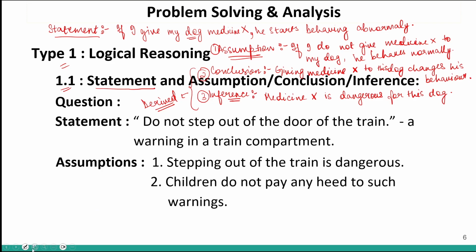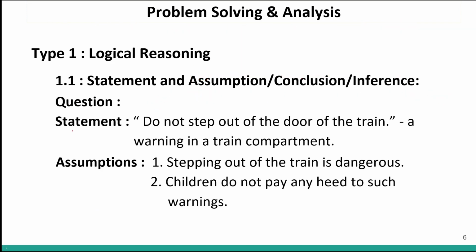Now let us look at this question. In this question we are given a statement and two assumptions, and we have to tell which of the following assumptions logically follow. The statement given to us is, "Do not step out of the door of the train," a warning in a train compartment. So a train compartment has a warning written on it that says do not step out of the door of the train. Now, two assumptions: one, stepping out of the train is dangerous, and two, children do not pay any heed to such warnings.